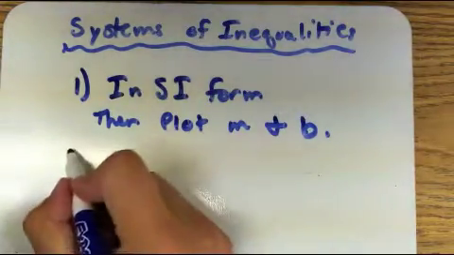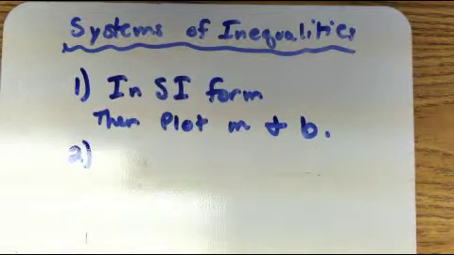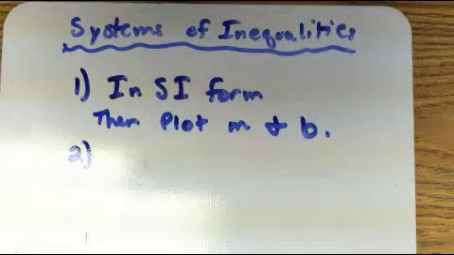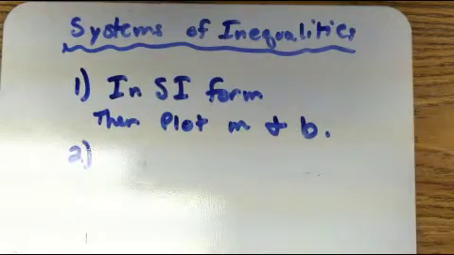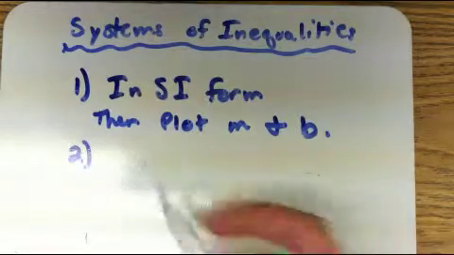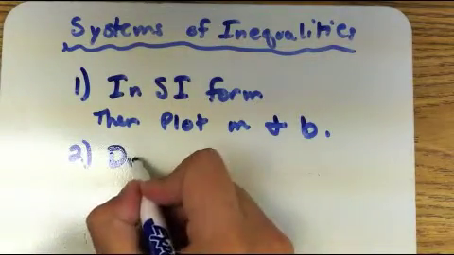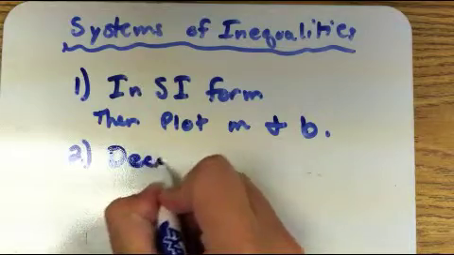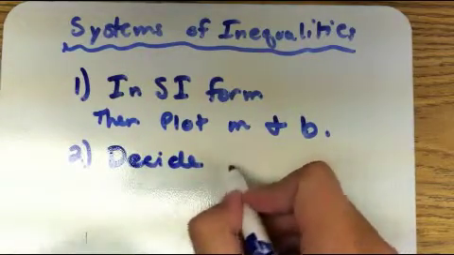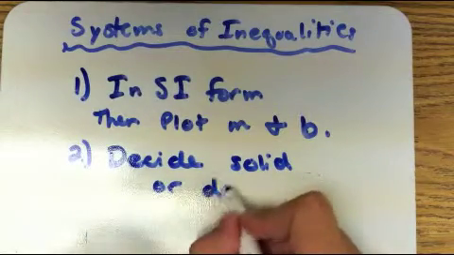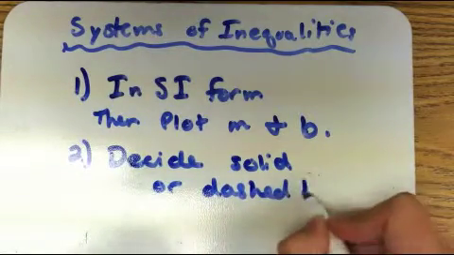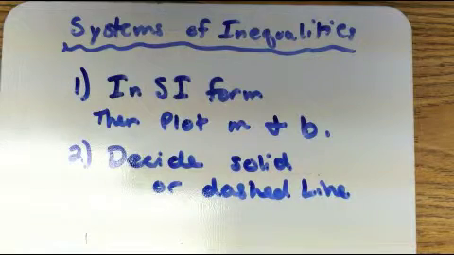Okay. Then we're going to move to step number 2. And that's now the new thing with inequalities. We have to decide, how are we going to connect M and B? Are we going to connect it by a dashed line, or are we going to connect it by a solid line? So you're going to need to decide which line to use. Okay, solid or dash line. Okay. So that's step 2.